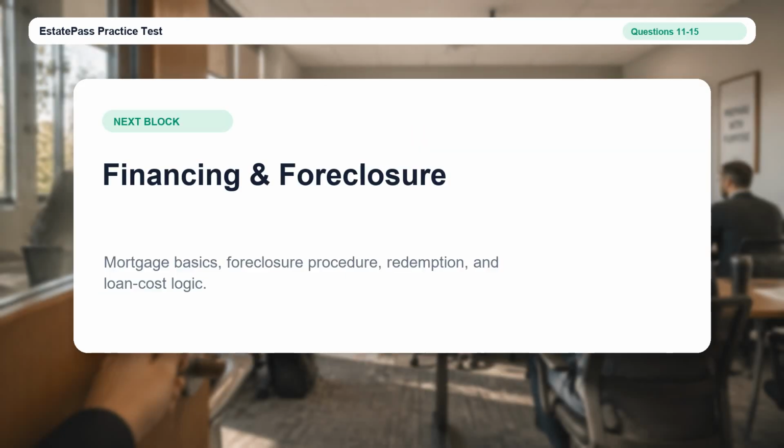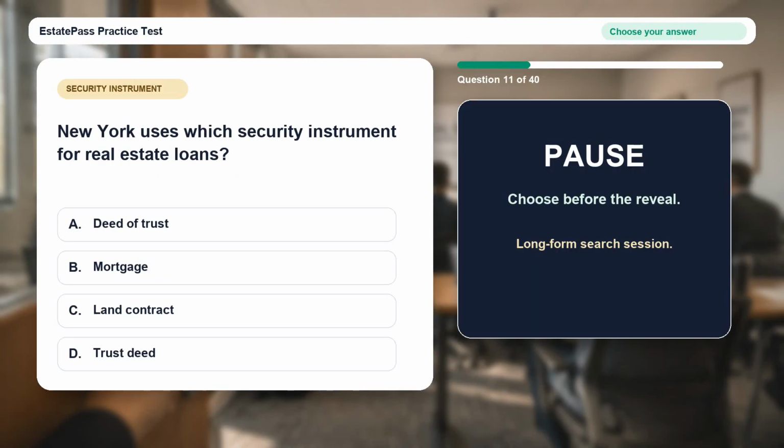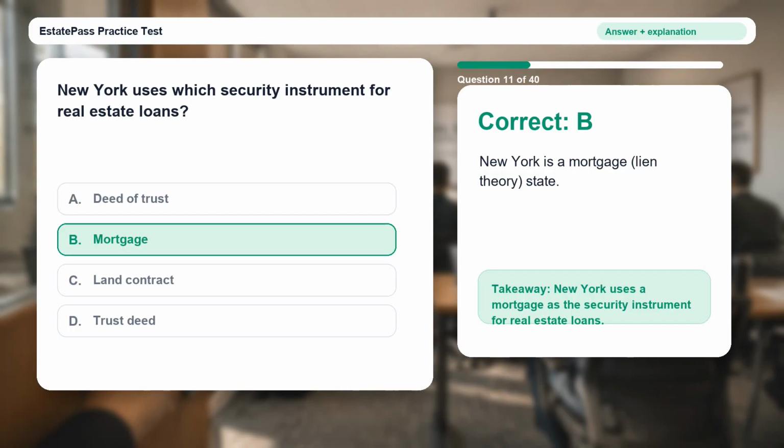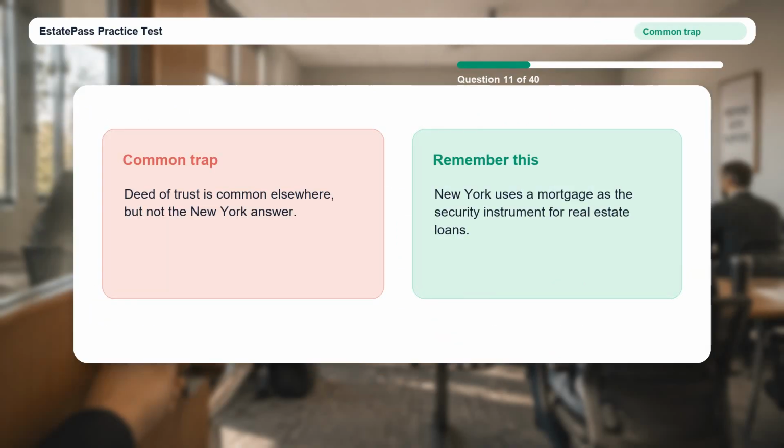Quick takeaway. Next block. Financing and foreclosure. Mortgage basics. Foreclosure. Question 11. New York uses which security instrument for real estate loans? Your choices are A. Deed of trust, B. Mortgage. The correct answer is B. Explanation. New York is a mortgage lien theory state. Common trap. Deed of trust is common elsewhere, but not the New York answer.